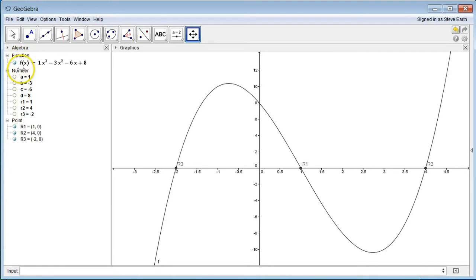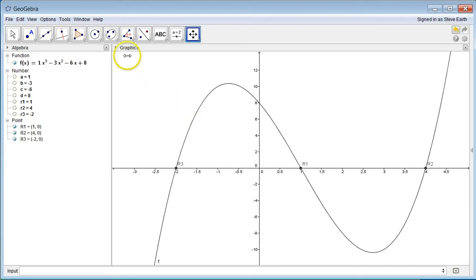If you're not used to function notation, this f of x, the little f parentheses x thing, just think of that as being y. We'll talk more about the function notation later, but this is what's being graphed right now. Notice it's a cubic because the degree is 3 right there. And right now it's the cubic 1x cubed minus 3x squared minus 6x plus 8.